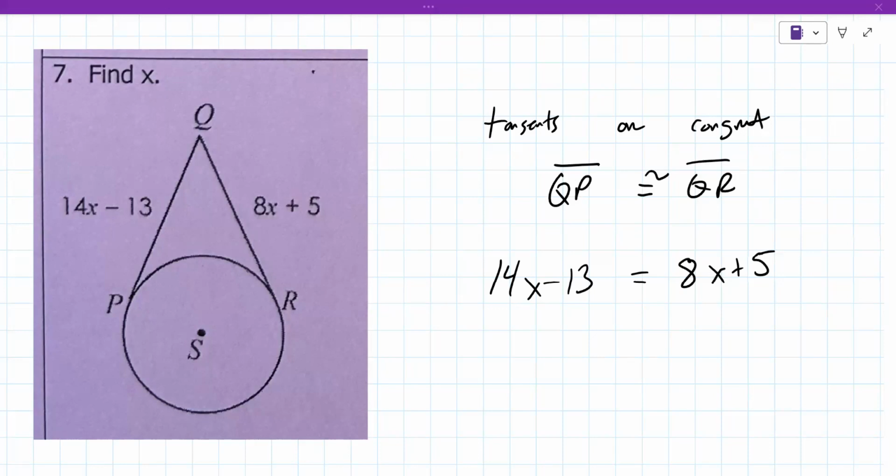14 minus 8x, it equals 6x equals 18, and that equals 3. X equals 3. Good. Now, can you tell me the length of QR?